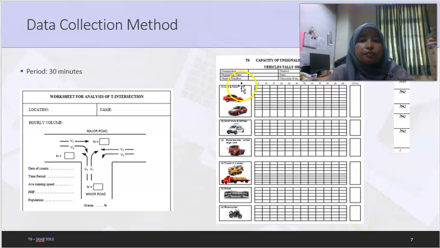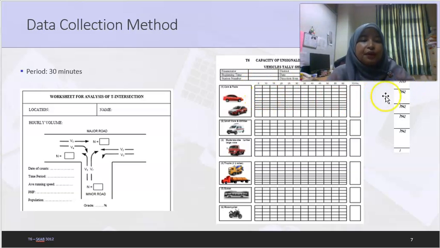In this form, you should fill in who the enumerator is and all other information. There are 6 classifications of vehicles. The 5 here means the first 5 minutes, 10 is the second 5 minutes, 15 is the third 5 minutes. You will collect data until 30 minutes only. Within the 5 minutes, if you see a car, you tick like this. If there are 4 cars, 1, 2, 3, 4.